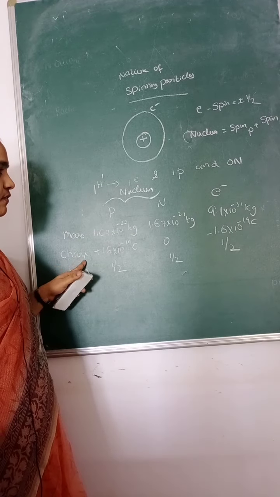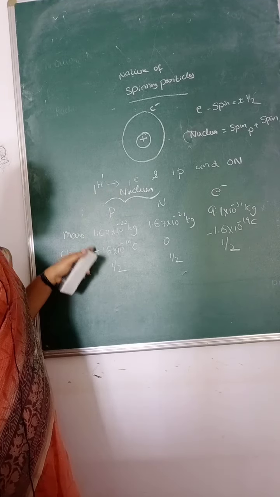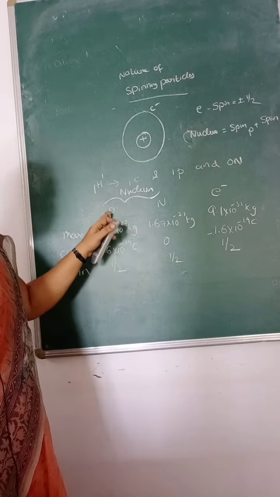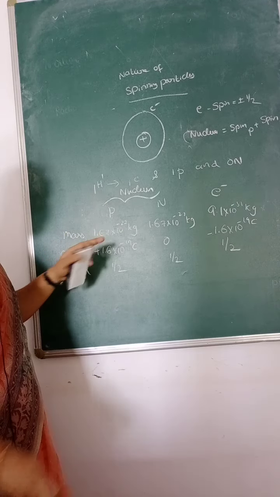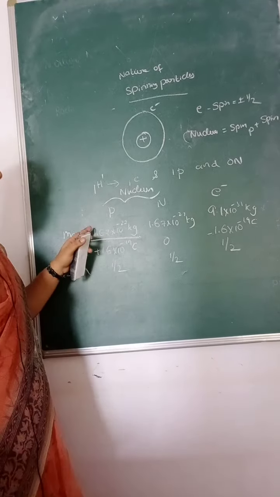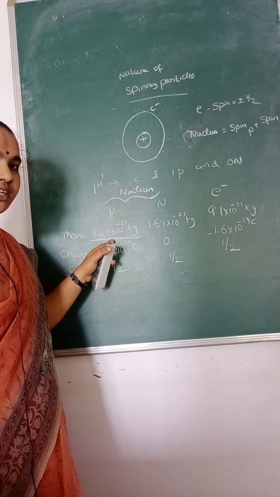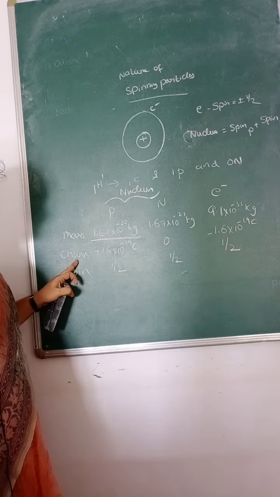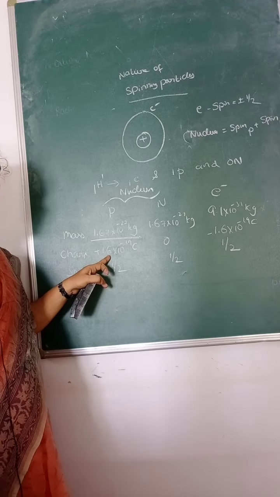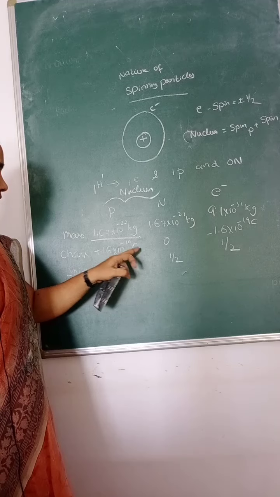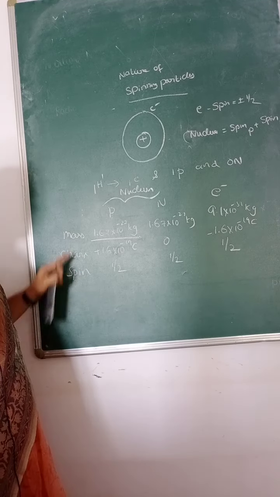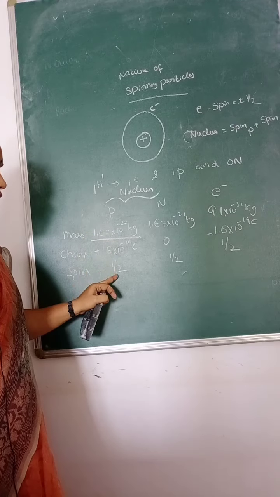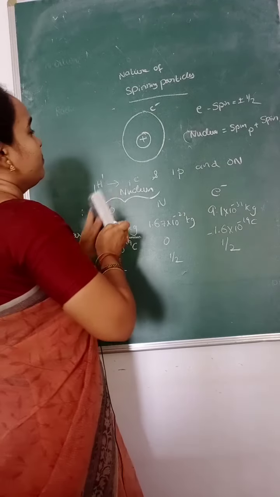The charge of the nucleus is the charge possessed by the proton. Since there is no charge for the neutron, for the hydrogen atom the nuclear mass is 1.67 into 10 power minus 27 kg. The charge of the nucleus is simply plus 1.6 into 10 power minus 19 coulombs. Since we have only one proton in the nucleus, the nuclear spin is 1/2.